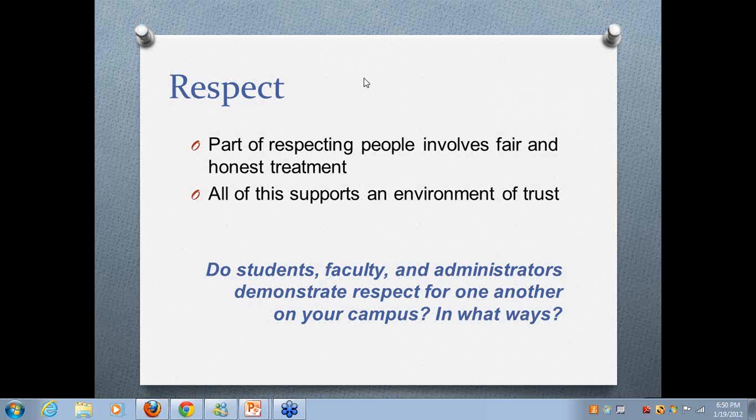Okay. Lauren says, I believe our faculty does. Every professor I've had so far has given each of his students a fair chance to excel in his class. And then Megan says, I think that making themselves available is the most important way they show respect. Wonderful.